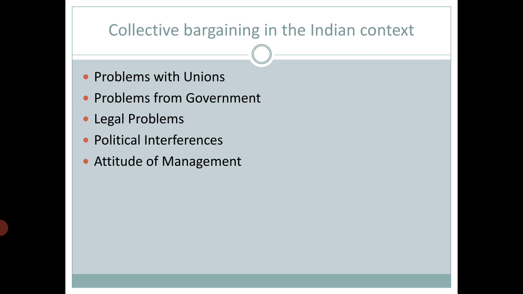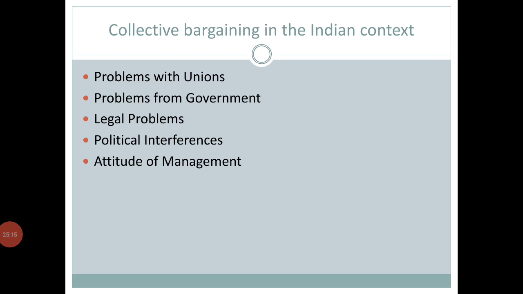So these are the 5 causes for the limited success of collective bargaining in India. First one is problems with the unions, then the problems from the government, then the legal problems, then the political interferences, then the attitude of management.